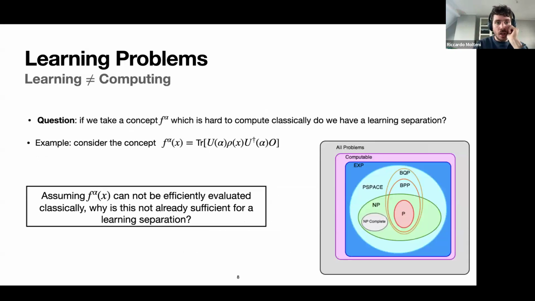So given that, I told you before that we believe that quantum computers are exponentially faster in computing certain functions. And so we believe that BQP strictly contains BPP. So one question could be, okay, I just take one concept from outside BPP but inside BQP, so that we know that quantum computers give an advantage in computing that function, and I put that concept in my concept class. Then why is this not sufficient to have a learning advantage? Why doesn't this give us a learning advantage?